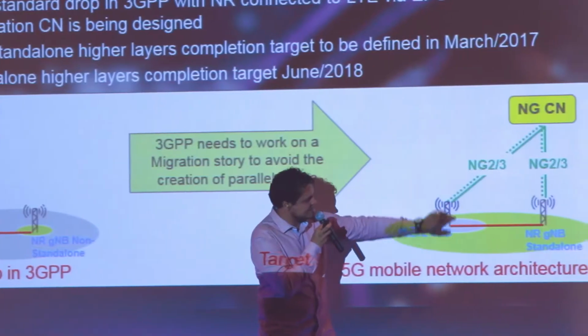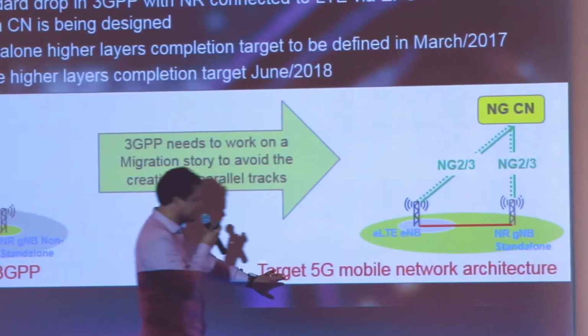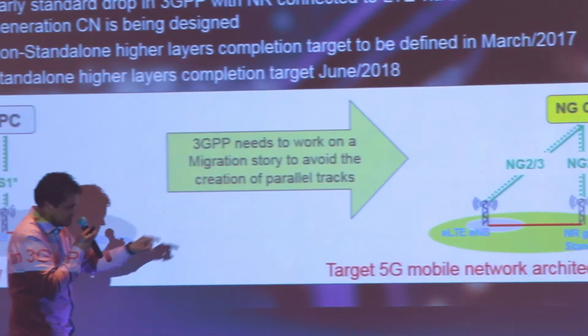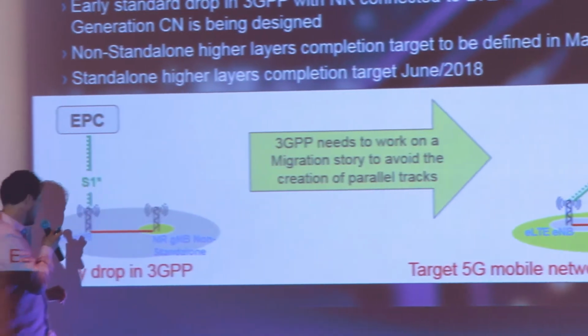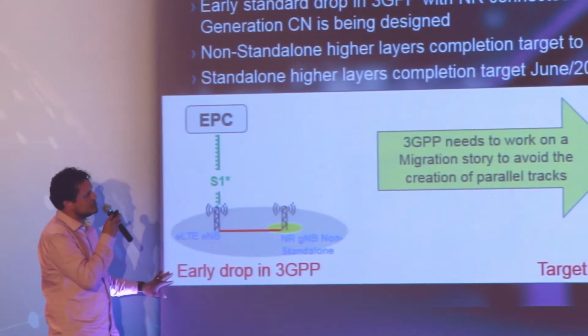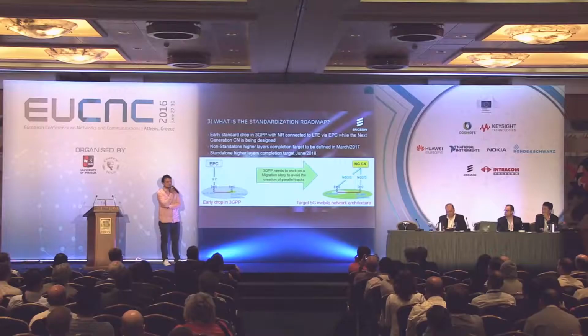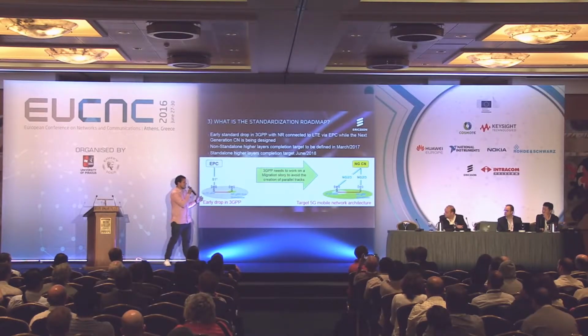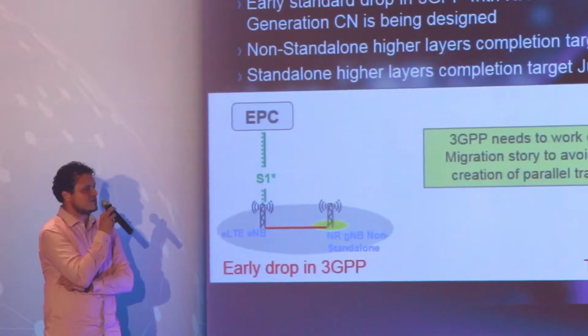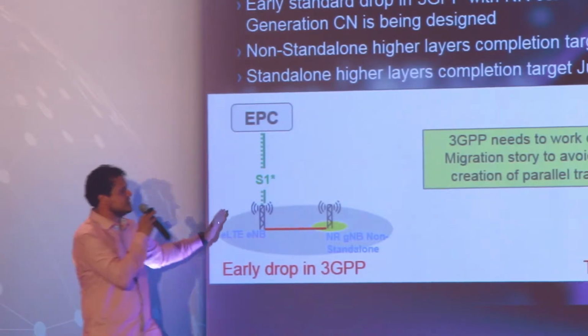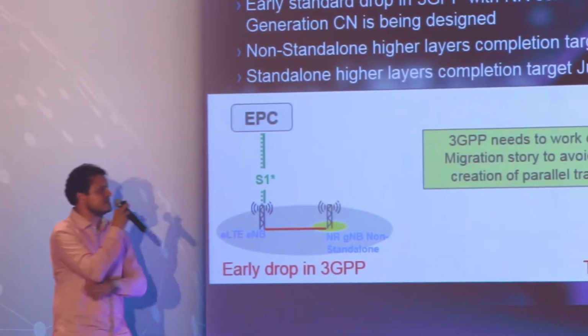And we also have this interface, and you have new interfaces here. So this is the target 5G mobile network architecture, and this is the early drop into 3GPP. The question is, what is the migration story? What is going to happen in between? And I guess you explained that there has to be some sort of migration where slowly we move from this scenario to that scenario, and the question is, what is this?